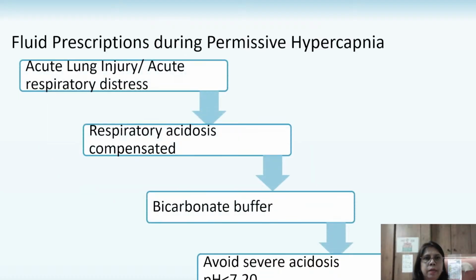This buffering ability can be used even for patients with acute respiratory distress or acute lung injury who are on ventilator therapy for saving the lungs. The respiratory acidosis can be compensated partially or even completely using bicarbonate buffer solutions during CRRT. However, the level up to which this pH can be corrected is controversial, and it has been recommended that we should avoid severe acidosis that is less than 7.2.